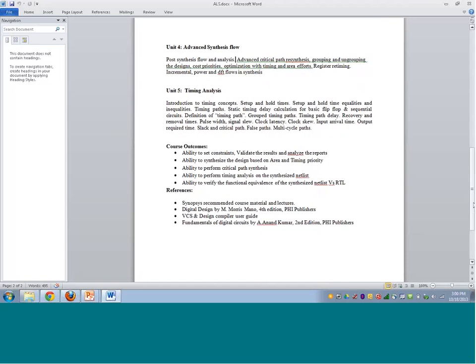If time permits, we will also look at functional equivalence, which is the process by which we make sure that the gate level netlist that we get out of synthesis is actually functionally equivalent to the RTL. So this makes sure that whatever commands we give to the tool have the desired effect.